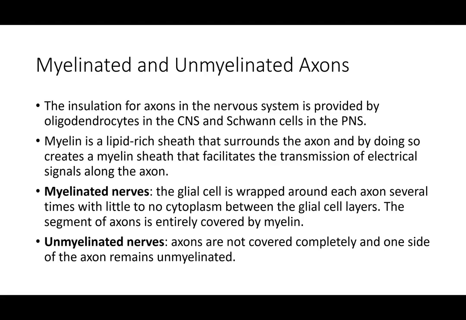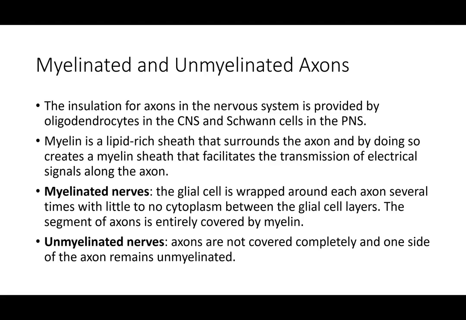But myelin is an insulating compound for the axons, provided again by the oligodendrocytes and Schwann cells, depending on whether it's the CNS or PNS. Again, myelin's very, very lipid rich, very fatty tissue surrounding the axon, and this actually helps the transmission of the electrical signals along the axon. Having that insulation helps the electrical signals move along the axon better.